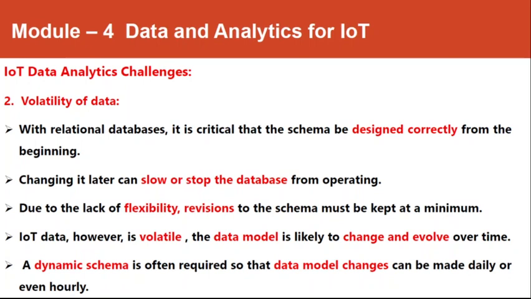Due to the lack of flexibility, revisions to the schema must be kept to a minimum. IoT data, however, is volatile and the data model is likely to change and evolve over time. A dynamic schema is often required so that data model changes can be made daily or even hourly. So, a large amount of data will be generated. Hence, we may have to change the schema every day or even hourly. So, a dynamic schema that changes the data model is often required. Hence the relational database may not be suitable.